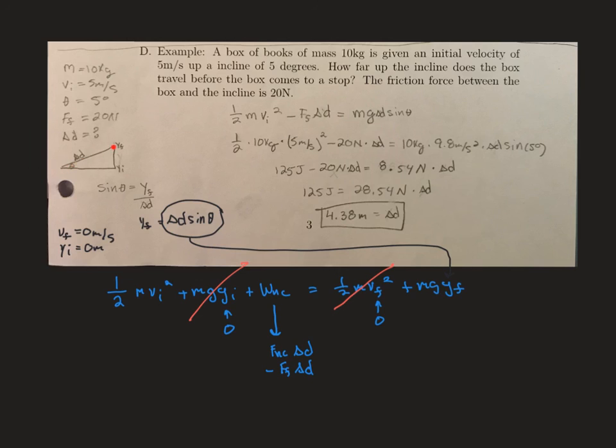So the box of books travels up the incline a total of 4.38 meters before coming to a stop.